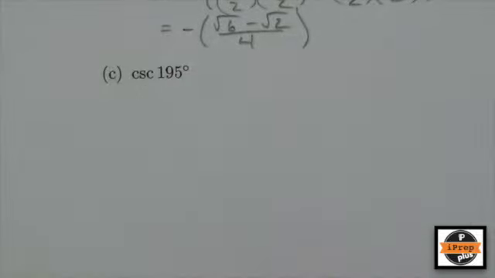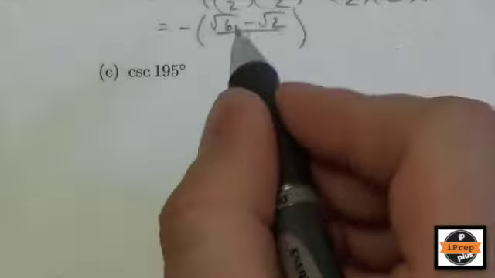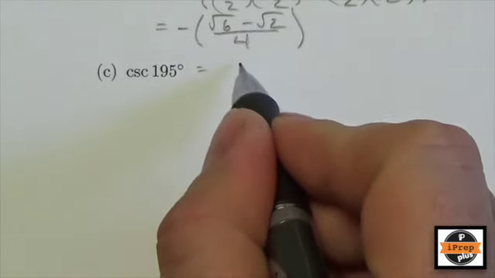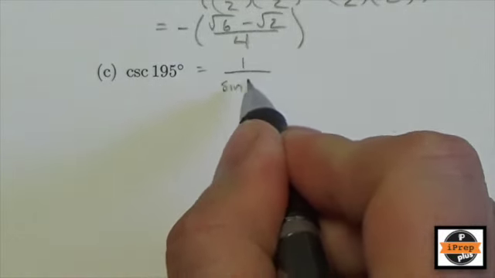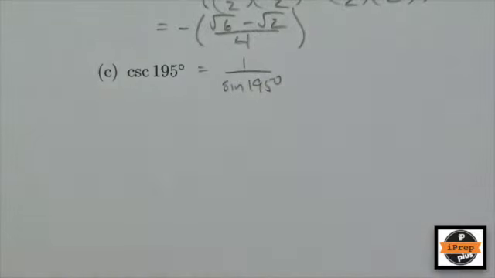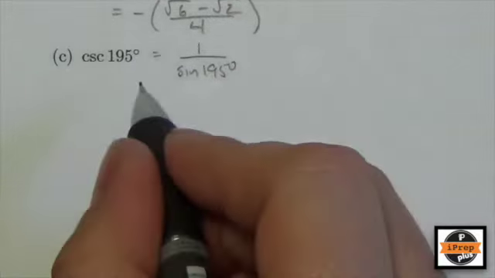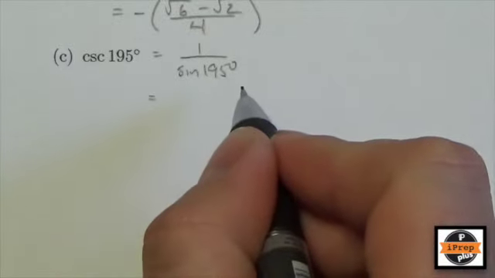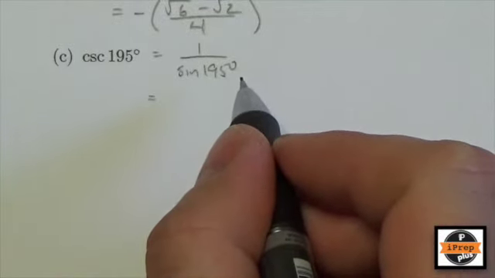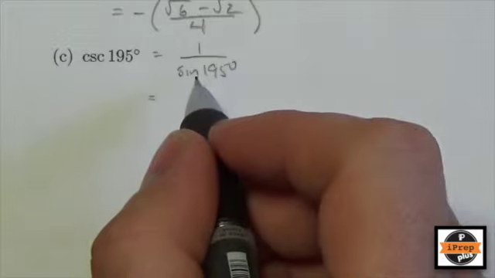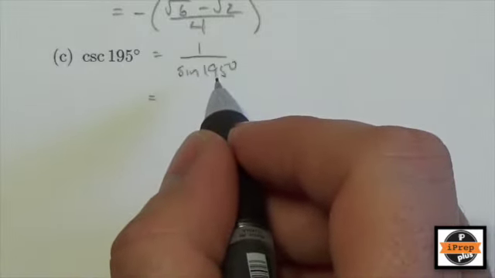All right, now this question's a little different because of the cosecant. So let's just deal with that first. Cosecant is going to be 1 over the sine of 195 degrees. Okay, and again, I'm not particularly happy with the way that looks there. Now, let's write this out here in terms of the reference angle.